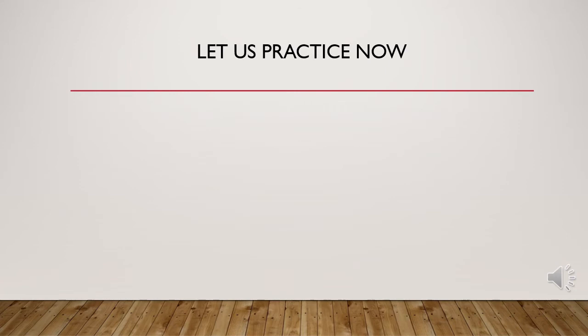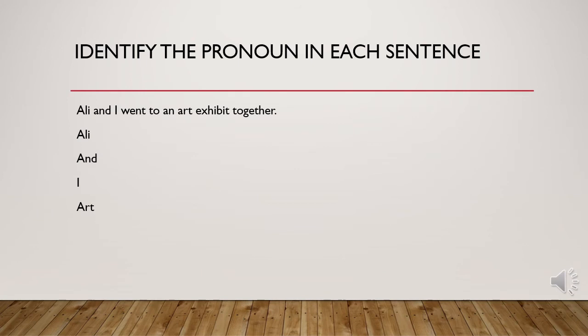My dear students, let us practice now. Select the answer choice that identifies a pronoun in each sentence. Ali and I went to an art exhibit together. We have 4 options and our task is to identify pronoun. Ali, and, I, art. I give you few seconds to think. Okay. Our correct answer is I. I is pronoun in these 4 options.